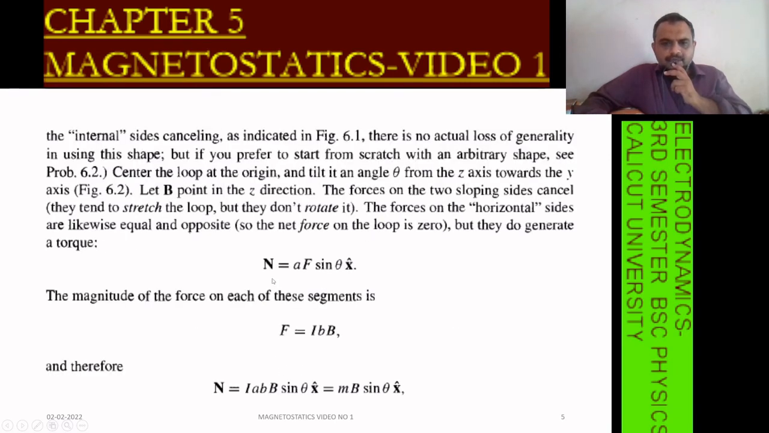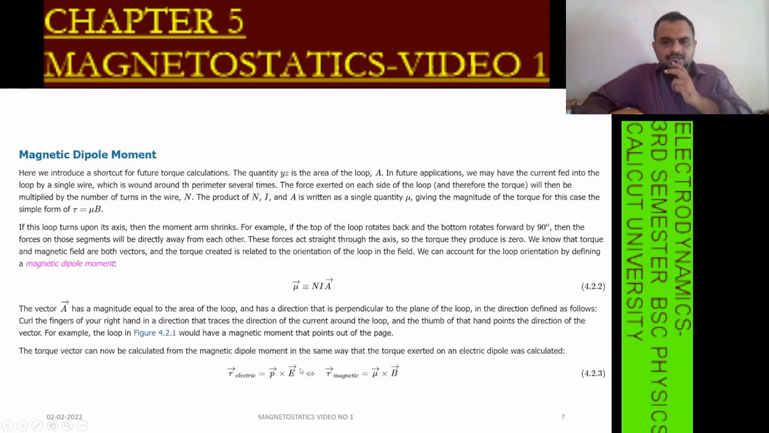So the value of the torque is AF sin theta, and the force is IBb. Current into magnetic field into length will be the force, and the force is taken cross product with the arm, giving AF sin theta. So that will be the torque. So in short, m cross B is the torque.